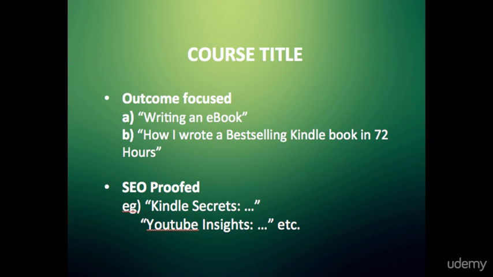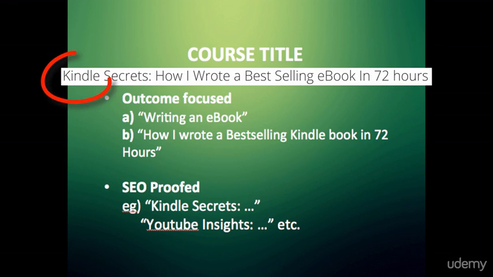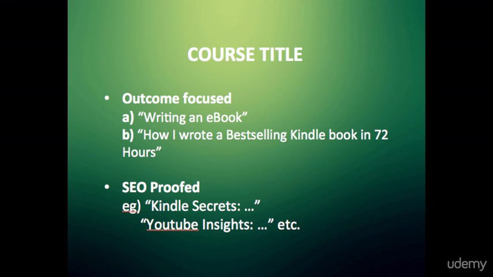Another couple of examples is my Kindle course is called Kindle Secrets, How I Wrote a Best-Selling Kindle Book in 72 Hours. It's got Kindle in there twice, and Kindle is the first word. Another example that I see on Udemy is something like YouTube Insights, colon. So if you really want to leverage that colon in your text, which is the little 2 dots above each other, as you can see on the screen, have your SEO title on the left-hand side of that colon, such as Kindle Secrets, and then the outcome-focused part of your title on the right of that.